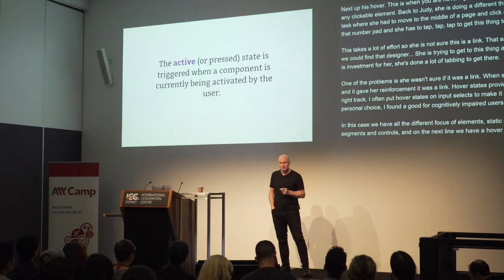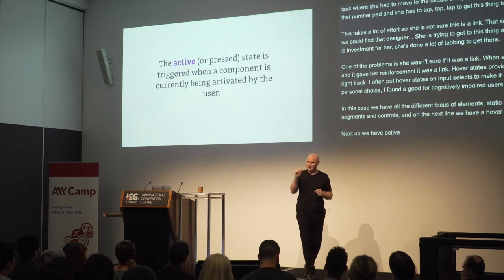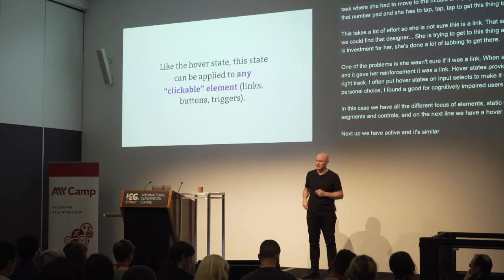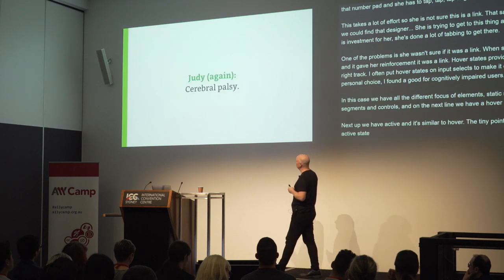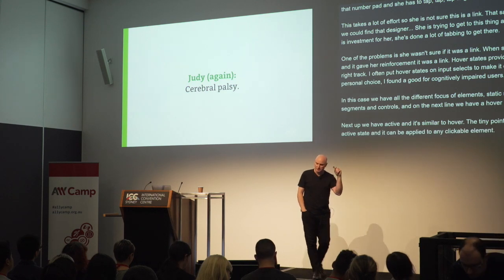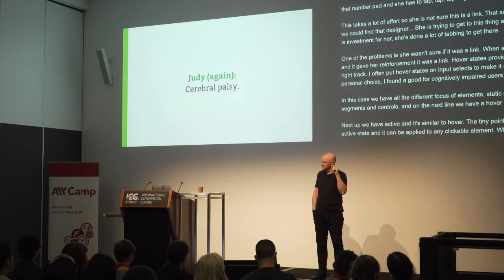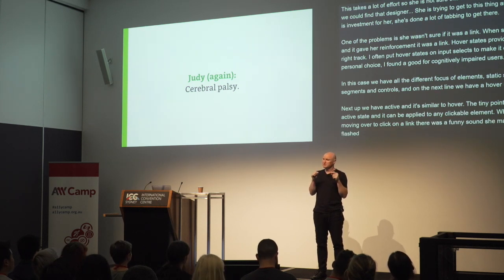Next up we have active, and it's really very similar to hover. This is that tiny point where you just click on a link, etc. That's that active state. And it can be applied to any clickable element. And it's really the same thing for Judy. What I noticed was when she was moving over to click on a link, there was this funny sound she made when she clicked it and it flashed. Weirdly enough, I don't even think it was on the same site, but the designer put an active state on there. They just changed it on active.